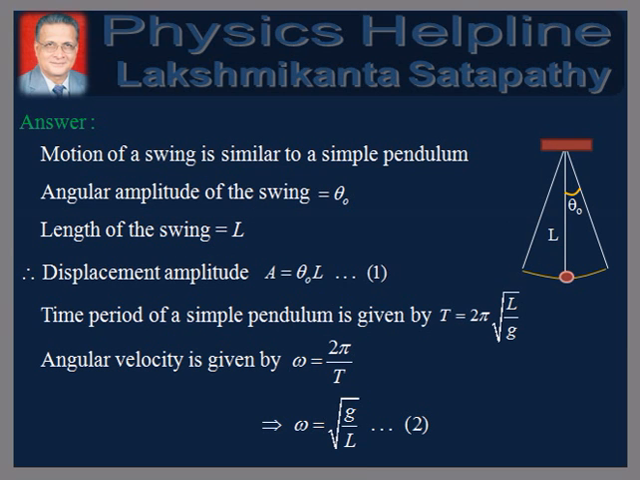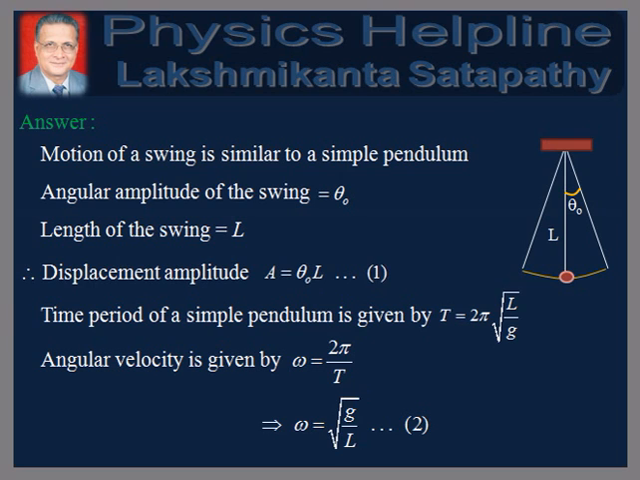Now for the answer. The situation is shown in the figure. The motion of a swing is similar to that of a simple pendulum. It is given that the angular amplitude is equal to θ0 and length of the swing is equal to L. Therefore, displacement amplitude is given by A is equal to θ0 into L.